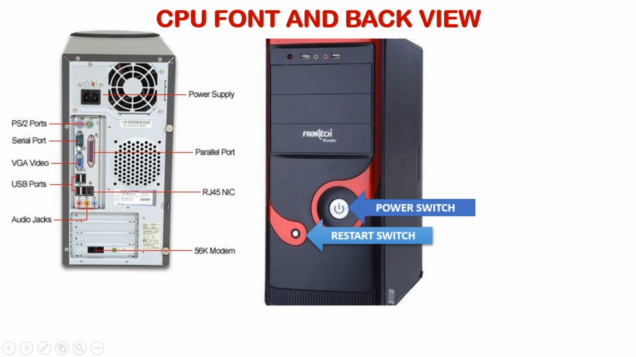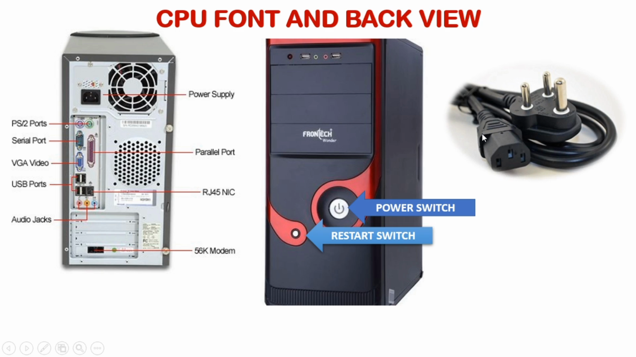And the serial port here is used to connect serial devices. The parallel port is used to connect parallel devices, just like dot matrix printers. The VGA port connects to the monitor to output our display, and here is the USB port to connect USB devices, and here is the RJ45 NIC that is connected to the internet cable, and here is the audio jack for sound output.